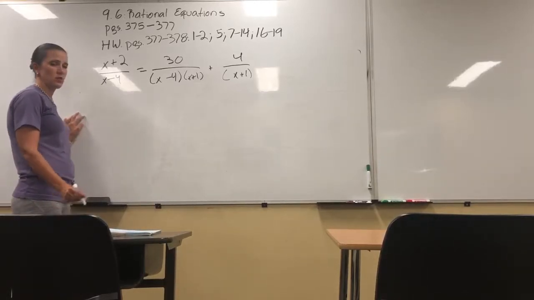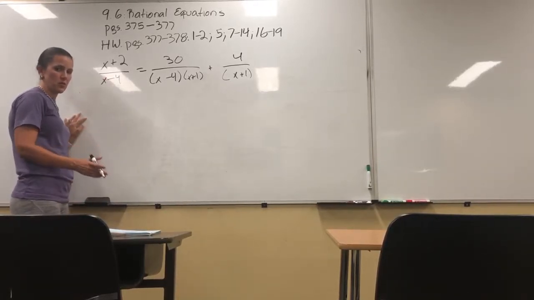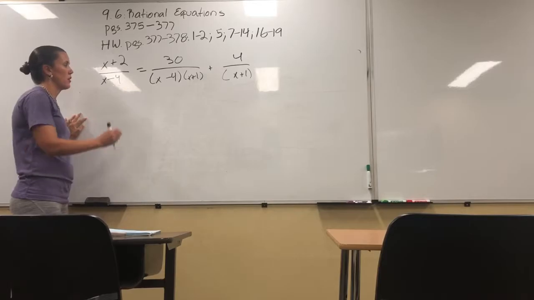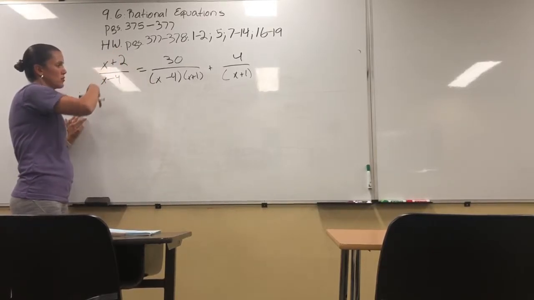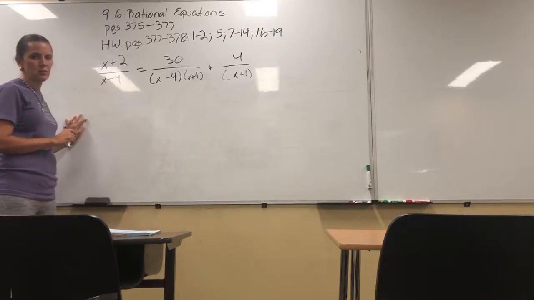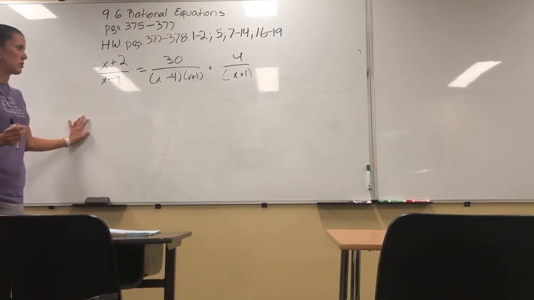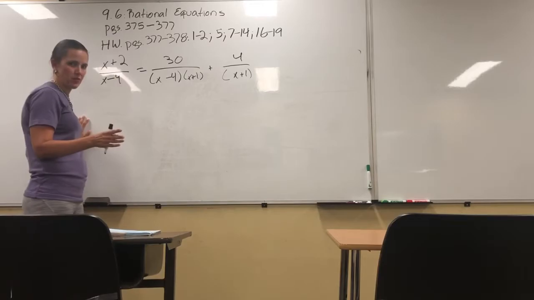Alright guys, now we're gonna do example 3, which is on the other end of the spectrum. It's one of the harder problems you're gonna have. You have polynomials on the bottom, you have variables on the top, you have adding and subtracting of fractions, so we're gonna have to find the lowest common denominator. That's gonna be the first thing we do.